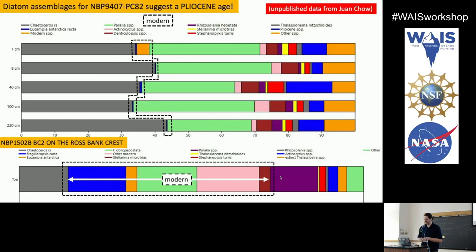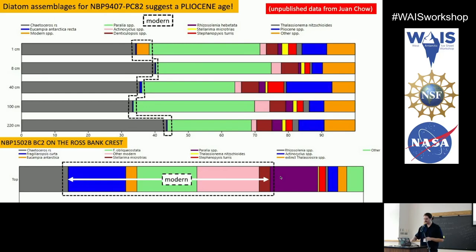So here's this diatom figure. On the left axis, we have the depth, and on the bottom, we have the percentage of the diatoms. Based on what our diatom biostratigrapher mentioned, only the topmost unit is a modern assemblage of diatoms, and then everything going down is older, possibly Pliocene in age.